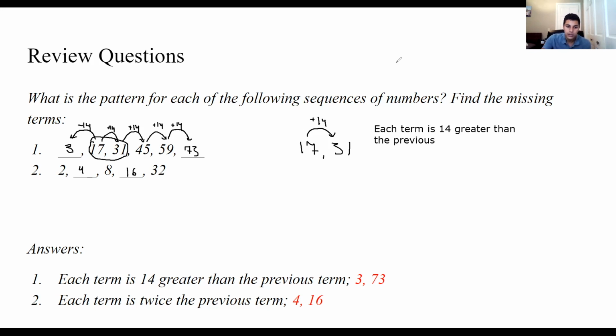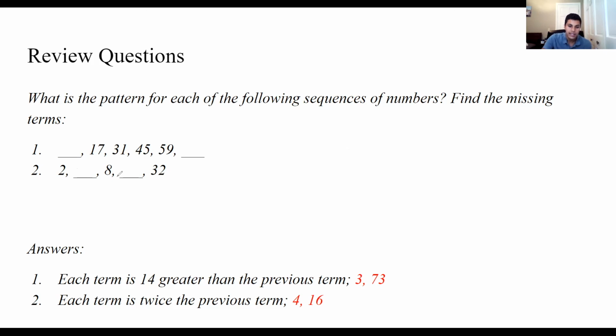All right, so now let's do the next one. And this next one is a little bit harder because you can see we're missing terms in the middle. We're not missing them at the end or the beginning. So 2, and then something, and then 8, and then also something, and then 32. All right, so let's try to come up with some type of pattern to get here. Here's what we're going to do.